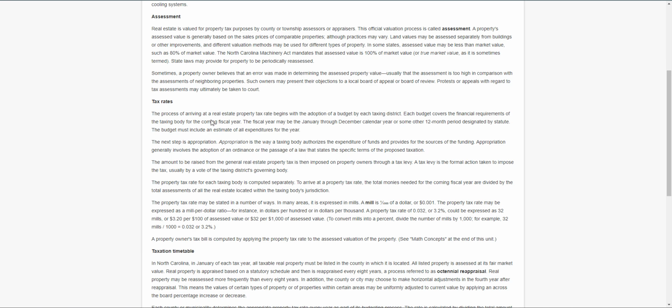The process of arriving at a real estate property tax rate begins with the adoption of a budget by each taxing district. Each budget covers the financial requirements of the taxing body for the coming fiscal year. The fiscal year may be the January through December calendar year.